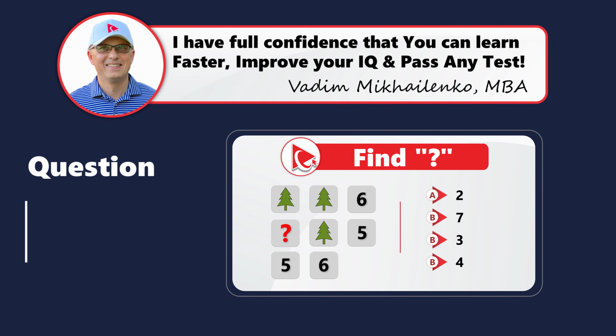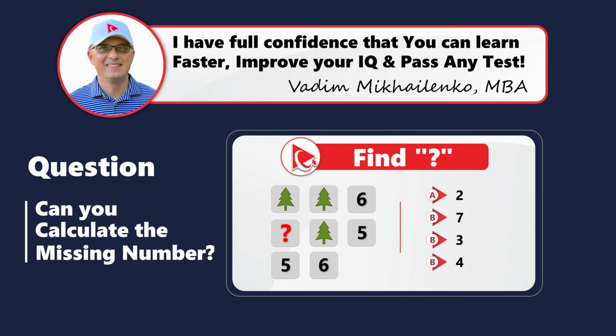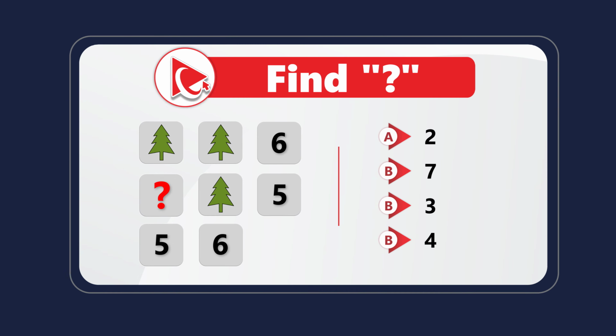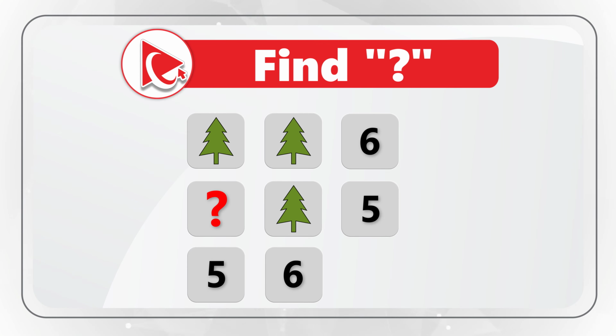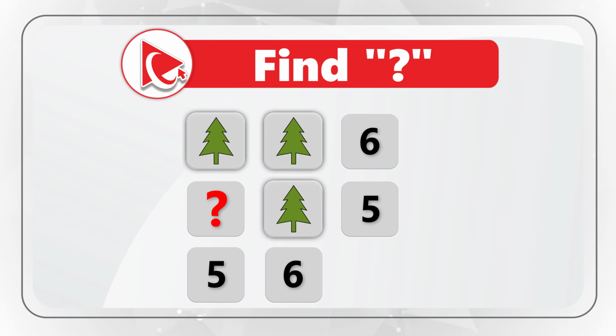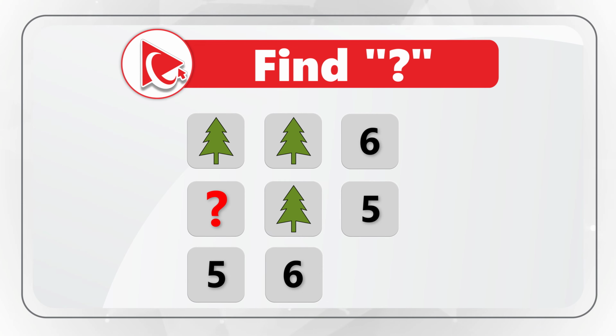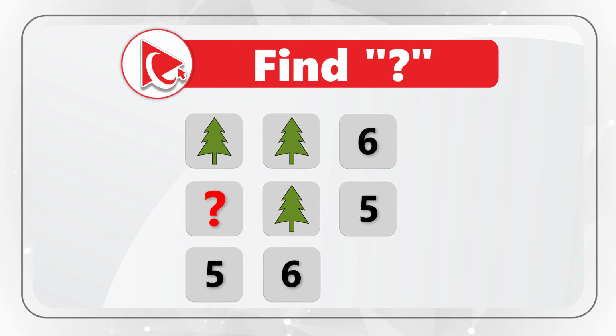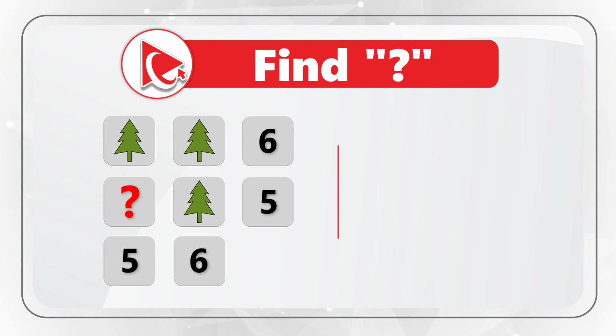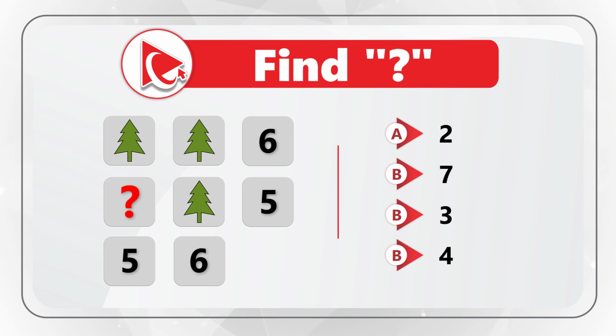Here's a phenomenal question where you need to find the missing number. You're presented with almost 3 by 3 shape, which contains evergreen trees, numbers, and the question mark. Based on what you see, you need to calculate the missing number, and you have 4 different choices. Choice A, 2, choice B, 7, choice C, 3, and choice D, 4. Take a close look to see if you can come up with the logic and the answer.